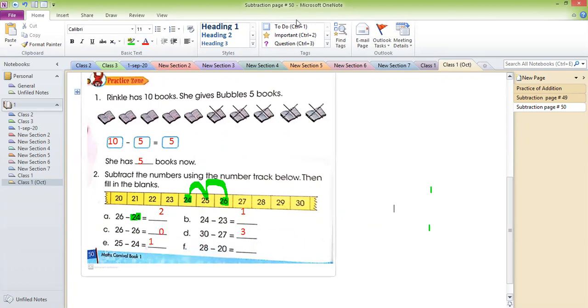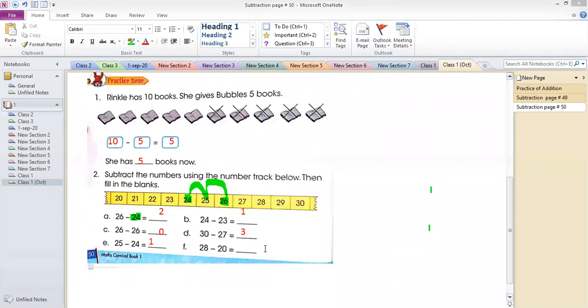Now 28 minus 20. 28 minus 20. Ahmad Muhammad, can you hear me? Yes, sir. Can you tell me 28 minus 20 equals what number? 8. Very good. How do you know?